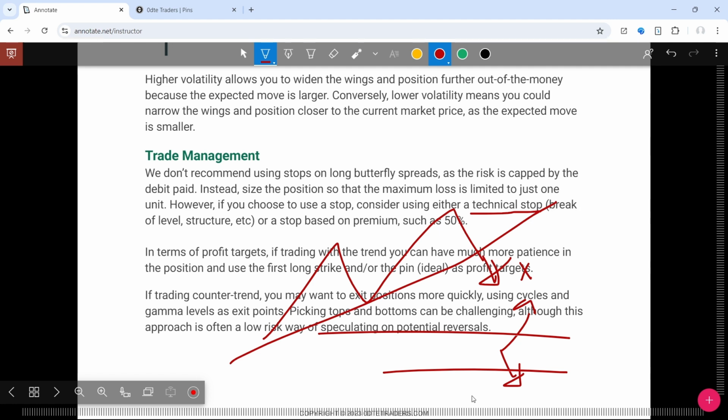And you can also do a premium-based stop, such as I'll close at 50% premium. I really don't recommend that method. I think no stop or technical stop would probably be better.